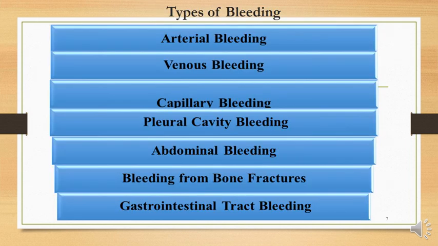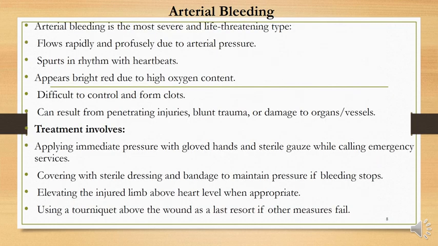Types of bleeding: we have arterial bleeding, venous bleeding, capillary bleeding, pleural cavity bleeding, abdominal bleeding, bleeding from bone fractures, and gastrointestinal tract bleeding. Arterial bleeding is the most severe and life-threatening type.